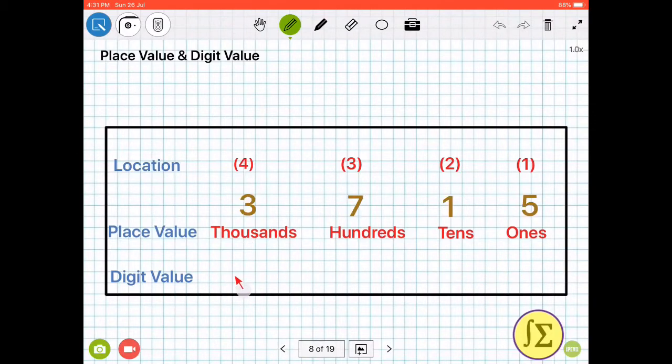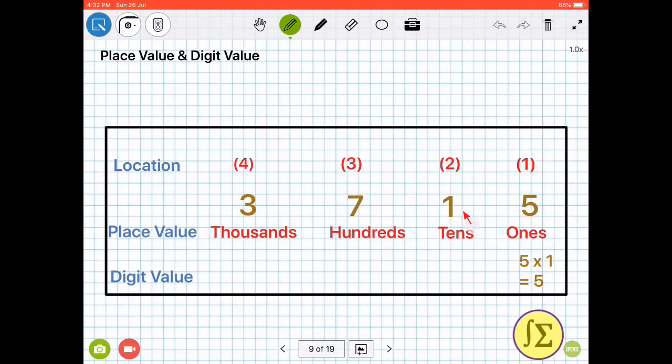Let's look at an example. We've got the number 3715. The place value: 5 is in the ones, 1 is in the tens, 7 is in the hundreds, and 3 is in the thousands. That's the place value. So what's the digit value for each of these numbers? Let's do the first one. Since it is in the ones column, the digit value will be 5. This digit, multiply it by 1, you get 5. That's the value of this digit.